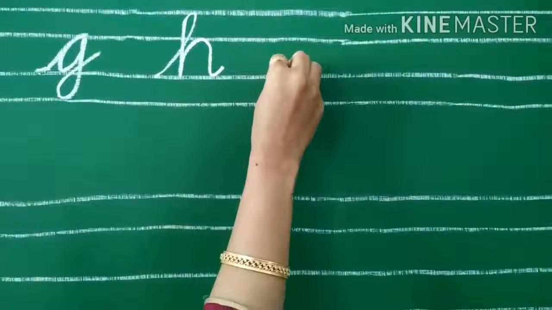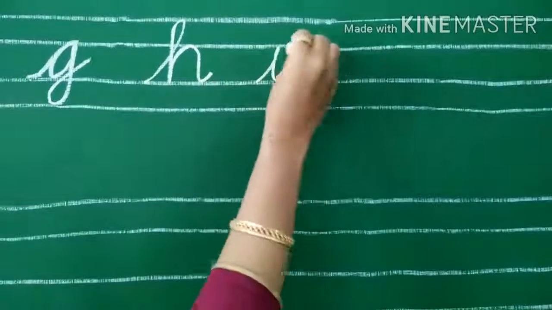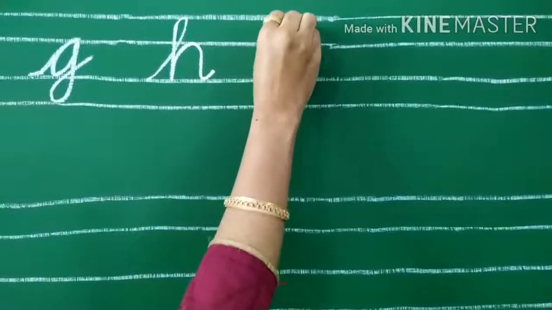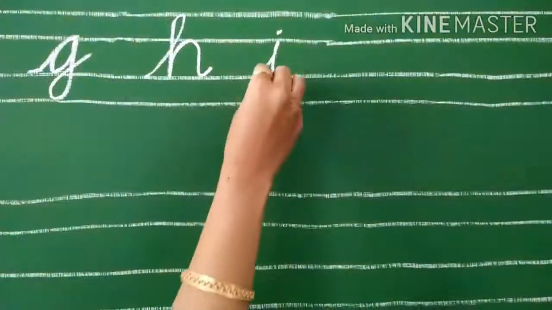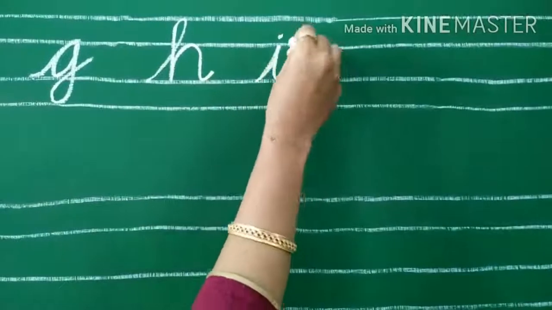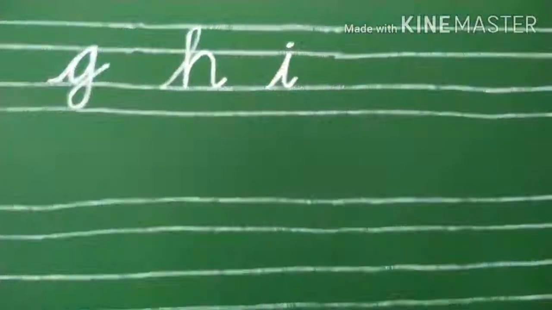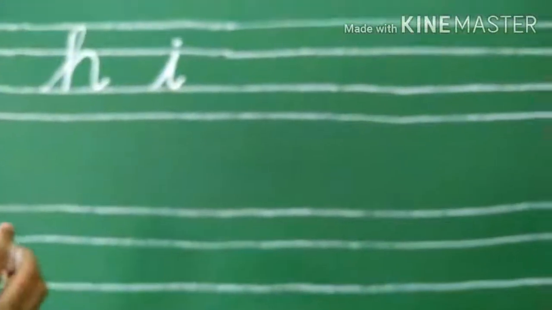It's I. Draw a curve and put a line ends with a small curve and keep a dot on the top. Yes, draw a curve, put a line ends with a small curve and keep a dot on the top. It's small i. What comes after i?